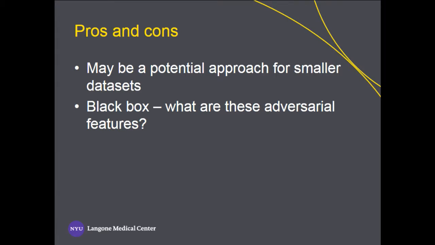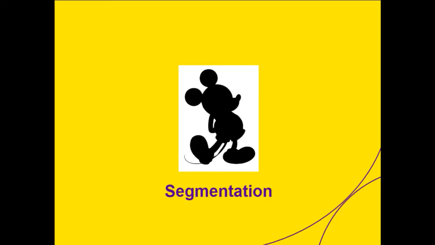But one criticism of machine learning is, what are these adversarial features? It's such a black box inside those hidden layers. Can you demystify that? And there are people actually working on trying to give meaning to the different layers.